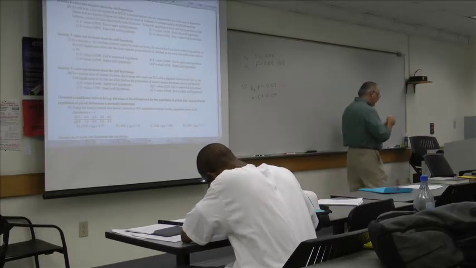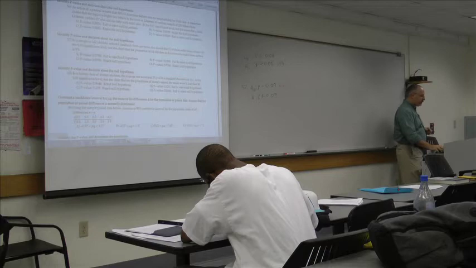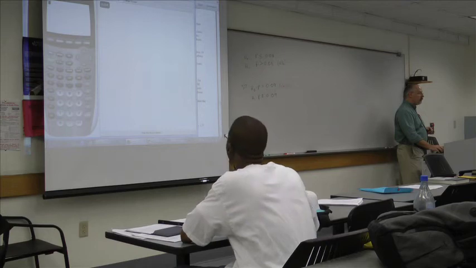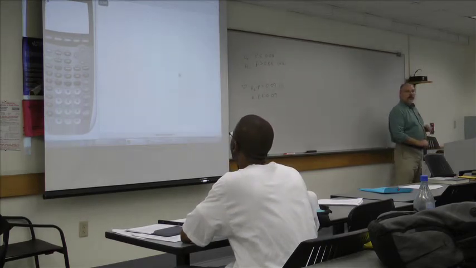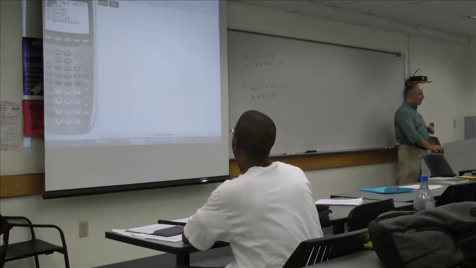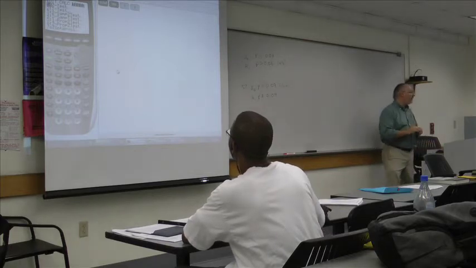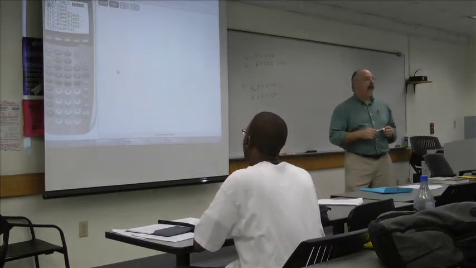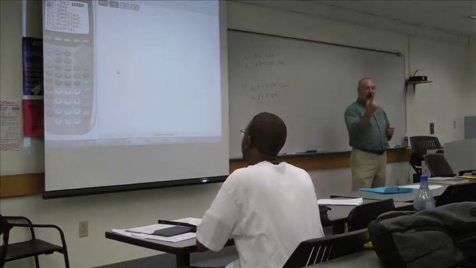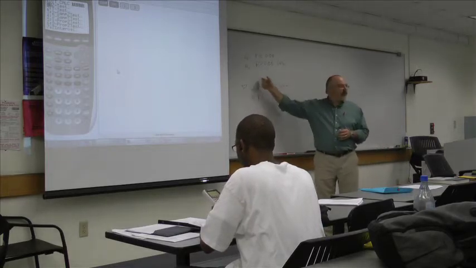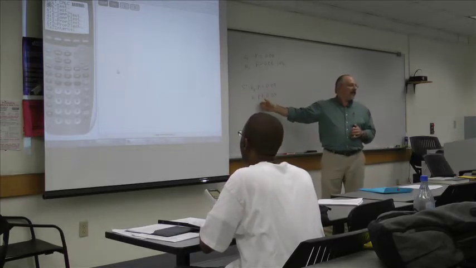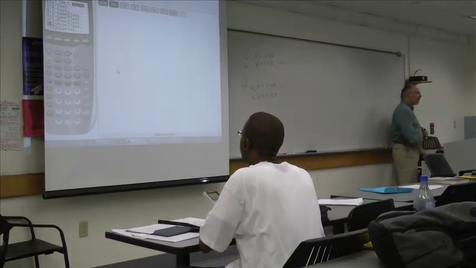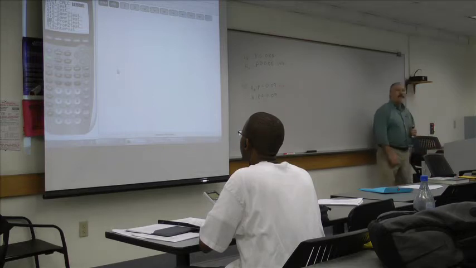All right, so if we're going to do this, again, using technology, stat, test. What kind of test is it? What are we doing here? Proportion. How many proportions? One, right? There's just one population proportion that you're looking at. So it's a one proportion test. So that makes it number 5.